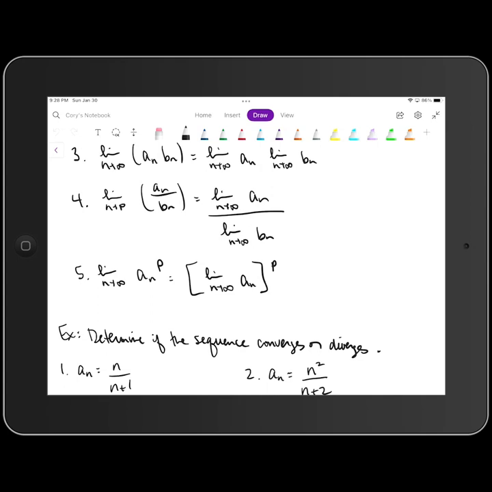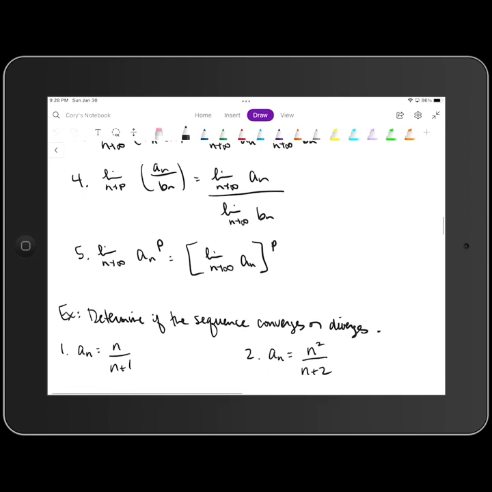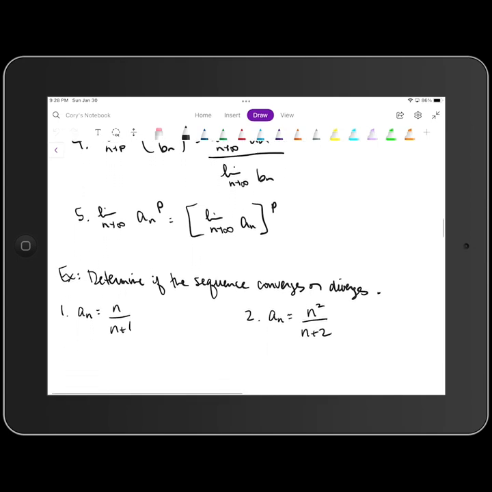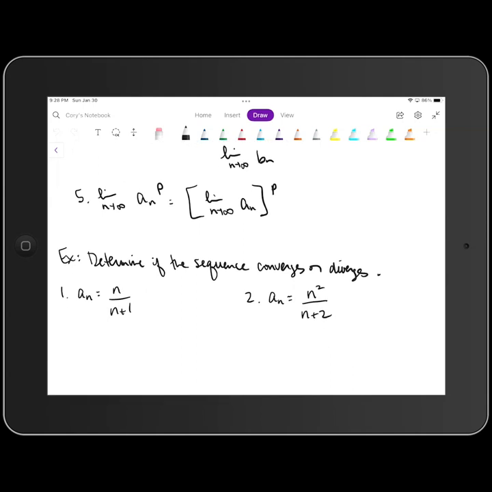Okay, so again, you don't have to memorize those. You'll do those naturally as you work through these problems. Okay, so let's get into the first type of example that we're going to be asked to do in this section. We need to be able to look at a sequence, or look at a formula, and determine if the sequence converges or diverges.